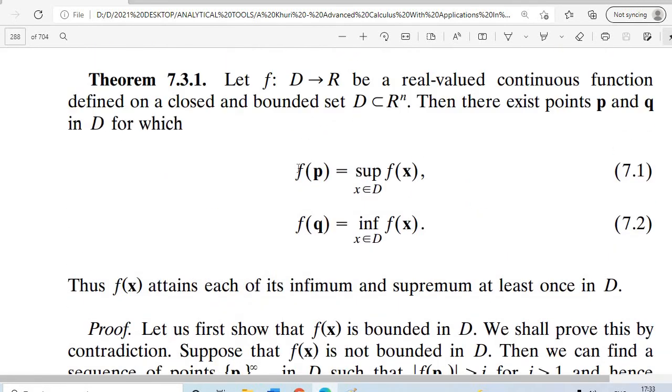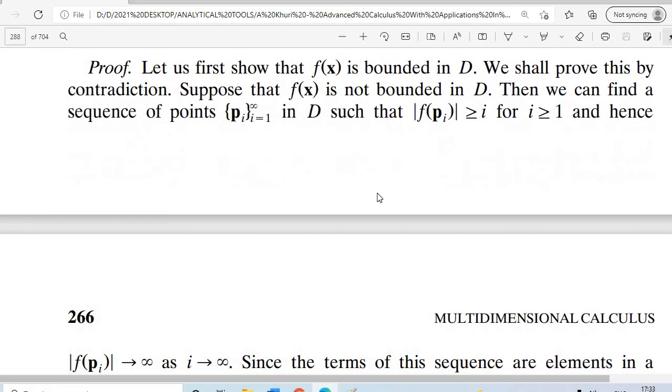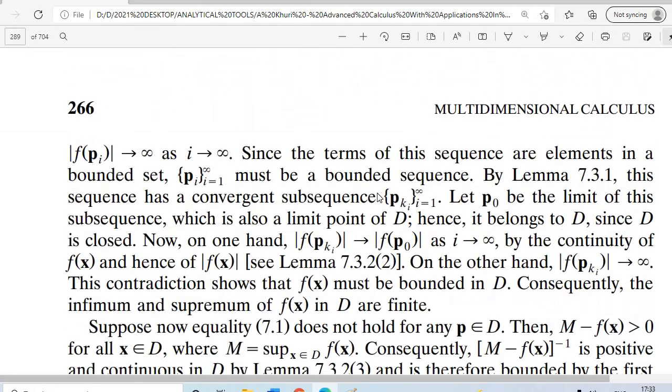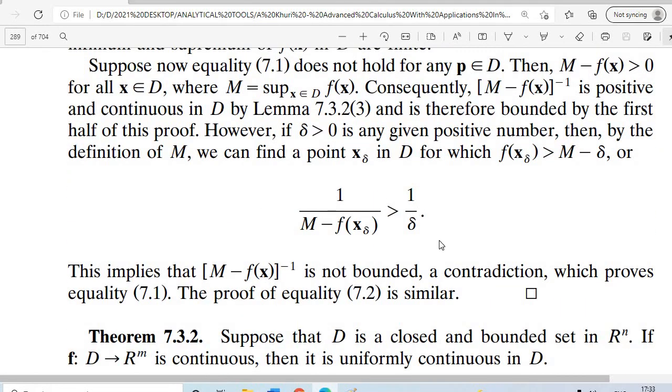അപ്പോൾ എന്താണ് നമ്മൾ പറഞ്ഞത്? So a similar argument we can apply for the infimum value, the q value. A similar argument we can use for attaining the minimum value f of q. Okay, I think this is sufficient for today's discussion.